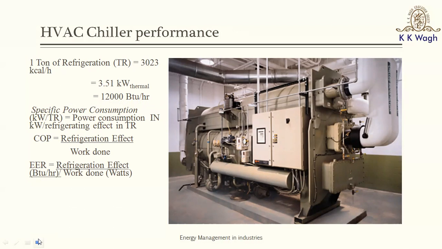Tons of refrigeration has nothing to do with weight as such. It is basically the refrigeration capacity, and by refrigeration capacity, what we mean is how much heat this chiller can remove per unit time. So it is a cooling rate which the ton of refrigeration specifies. It has been agreed upon that 1 ton of refrigeration is about 3000 kilocalories per hour. So if a chiller is able to remove about 3000 kilocalories of heat every hour, then that would be a 1 ton chiller.